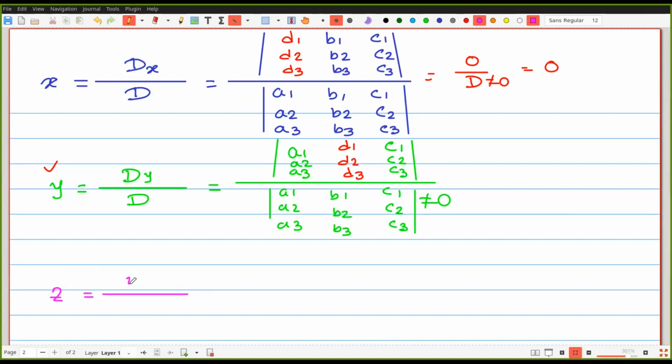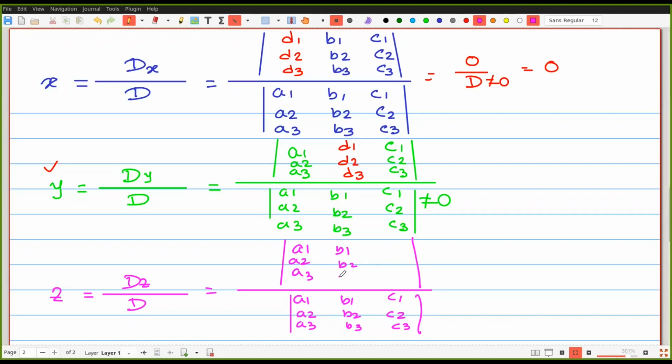Same for z. z is equal to dz upon d. That means the same thing, a1, a2, a3, b1, b2, b3, c1, c2, c3. So the third column would be replaced. So a1, a2, a3, b1, b2, b3, and the third column, which represents the coefficients of z, would be replaced by d1, d2, d3. Whatever the values of dx, dy, dz are, then we can find out the values of x, y, and z.